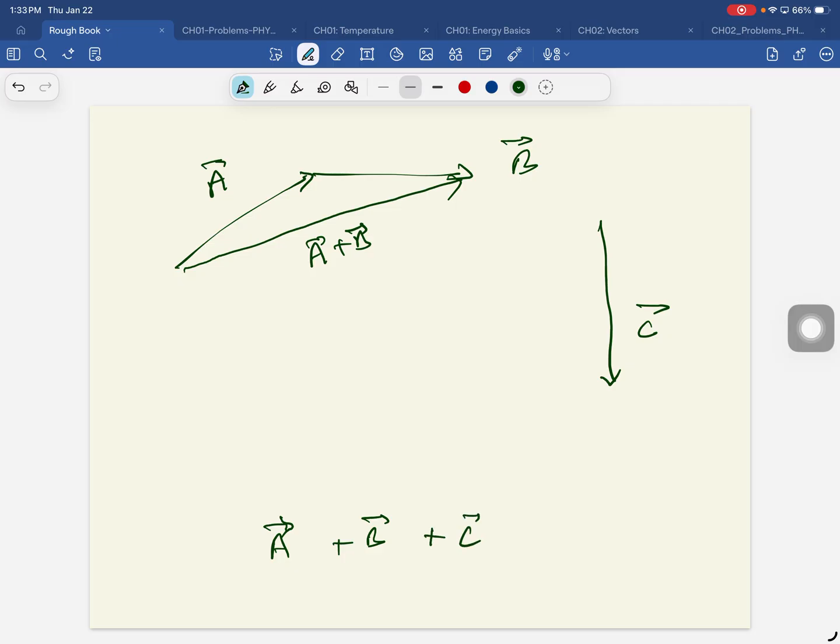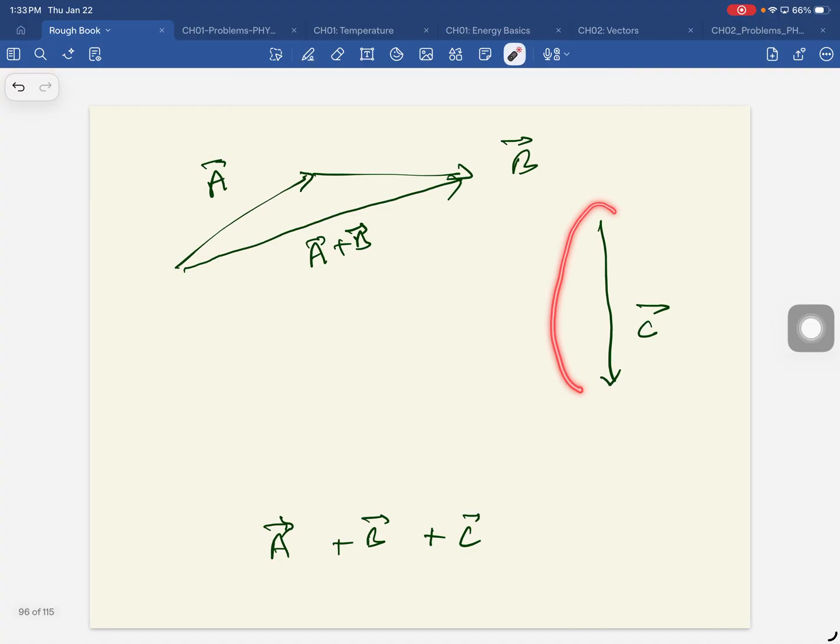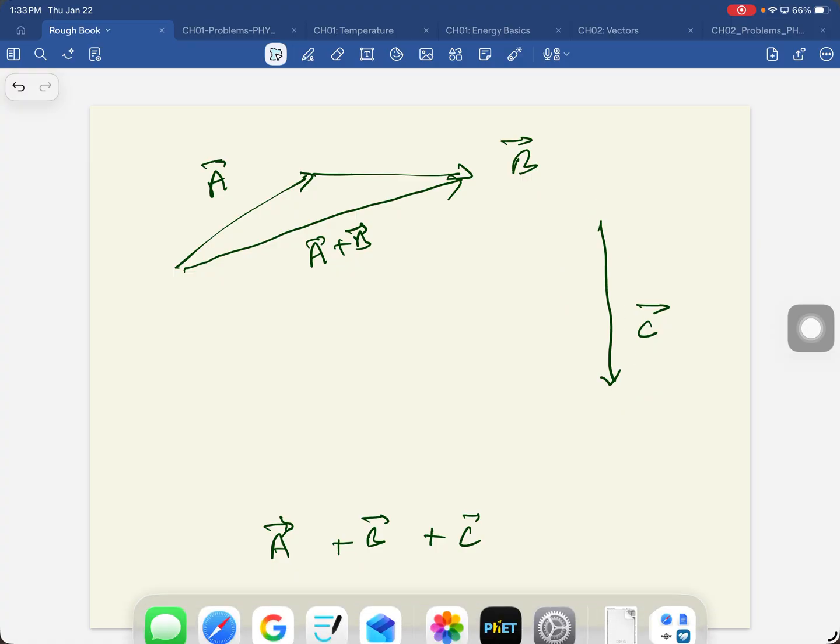Okay. So here are two vectors. You want to add them. So here's A. We'll keep A right there. We'll move B over there. And C is the sum of A and B.